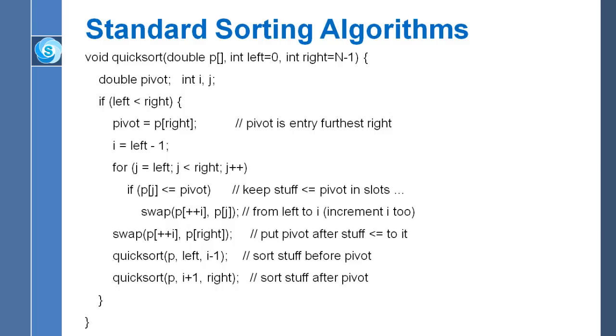So as indicated a couple times now, all that remains to be done is to recursively quicksort from position left to position I minus 1, that is the stuff that's to the left of the pivot, and also quicksort from position I plus 1 to right, that is everything after the pivot. When that's done, the entire segment of the array from left to right will be sorted.